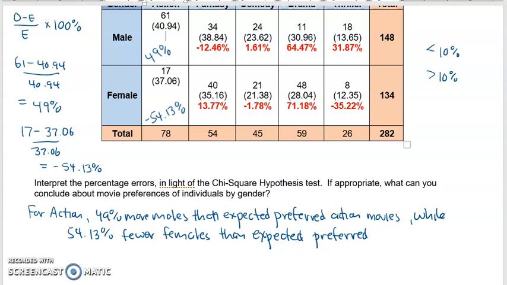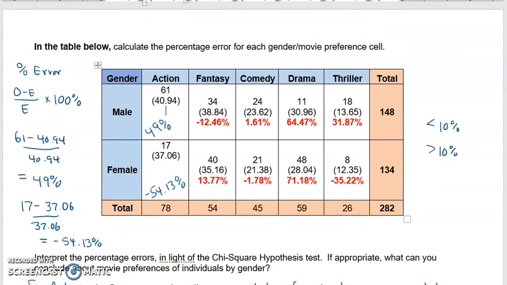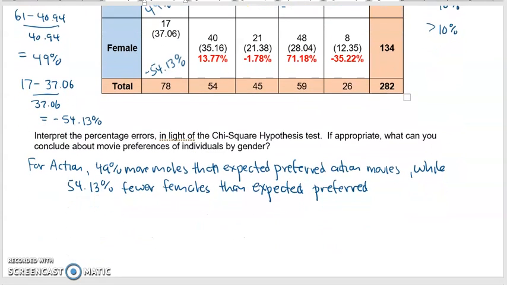I might also do, for example, the one where there's a fairly large sample: drama movies. So what does the data say? Within the drama category, 64.47% fewer males than expected prefer drama movies, whereas 71.18% more, since it's positive, females prefer drama movies. So for the conclusion, I would just go through these data, look at the percentage errors, and identify two to three that are particularly large.